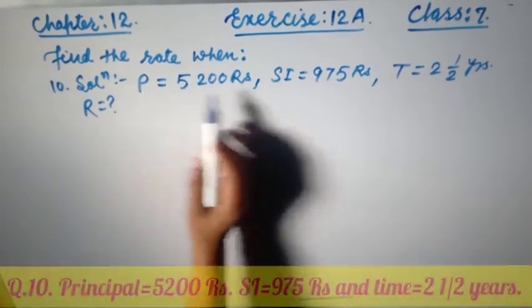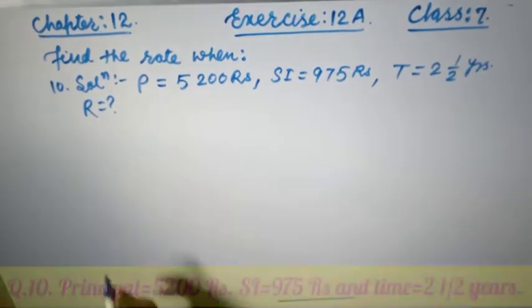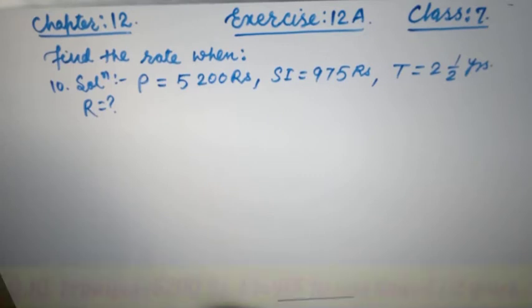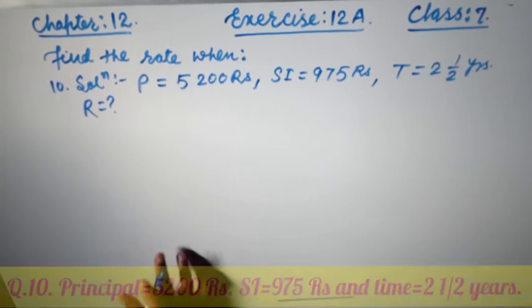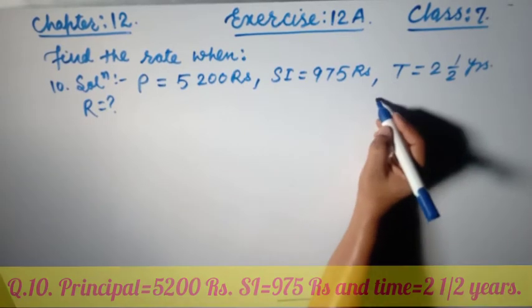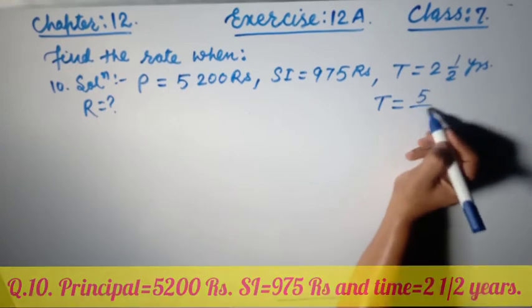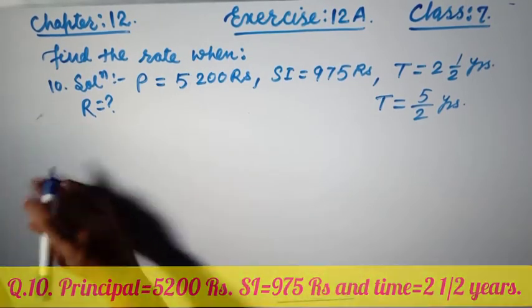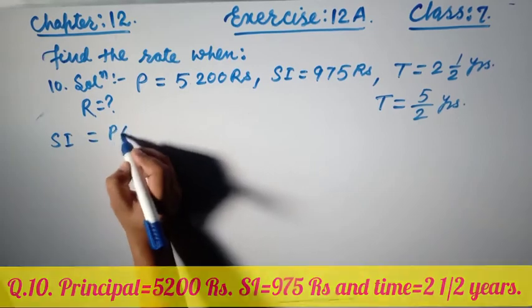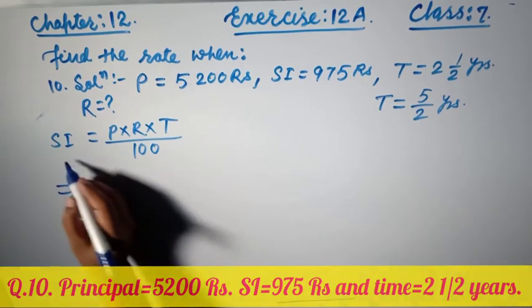Now friends, this is P, SI, T and R. Here there are 4 variables, and we have applied the formula SI many times in the previous video lecture. SI is equal to P into R into T divided by 100. Now we will apply the same. First we have to change this time into an improper fraction: 2.5 is 5 by 2 years. Now we can apply the formula: SI is equal to P multiplied by R multiplied by T divided by 100.